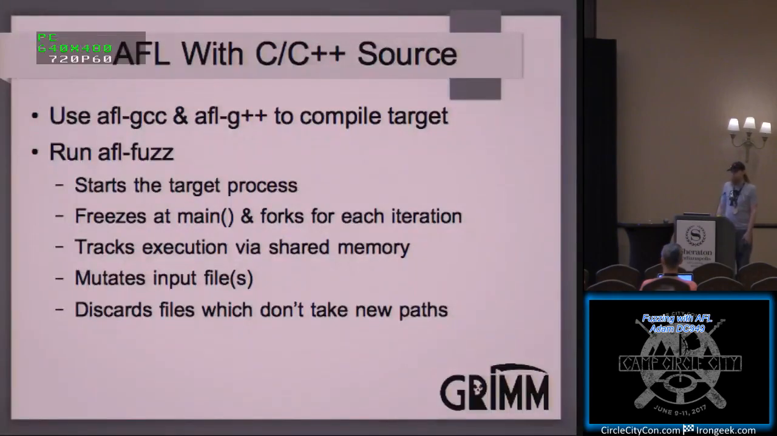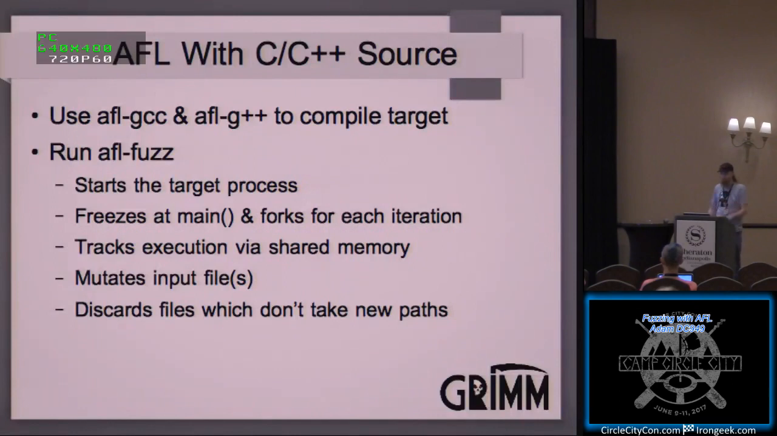So then, how do you do it? Let's just get down to the nuts and bolts. You download AFL. If you have source code, you use either AFL GCC or G++, for C or C++, to compile it. And then you have your compiled instrumented binary, and you just run AFL, and that goes through the same loop that we saw earlier.